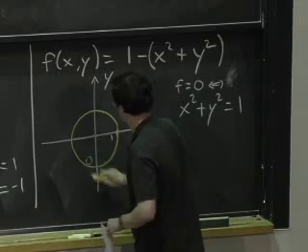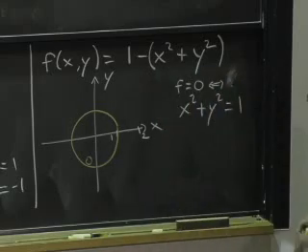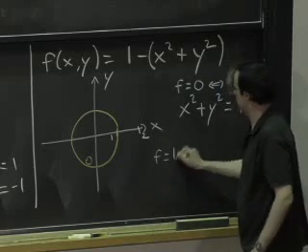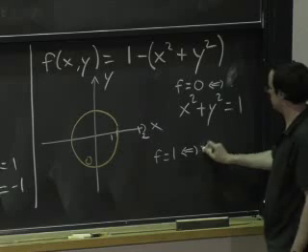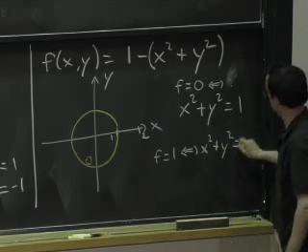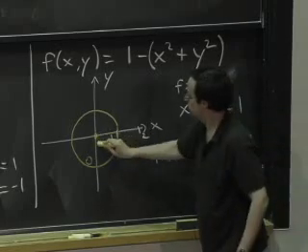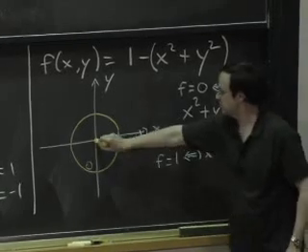That's where it's 0. What about f equals 1? Well, that's when x squared plus y squared equals 0. Well, that's only going to be here. So, that's just a single point.